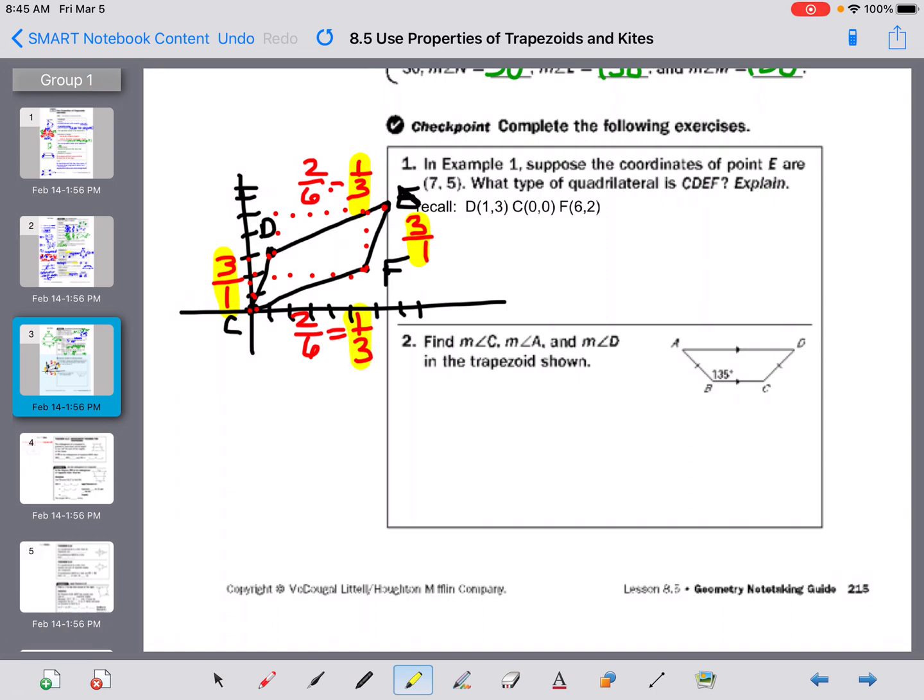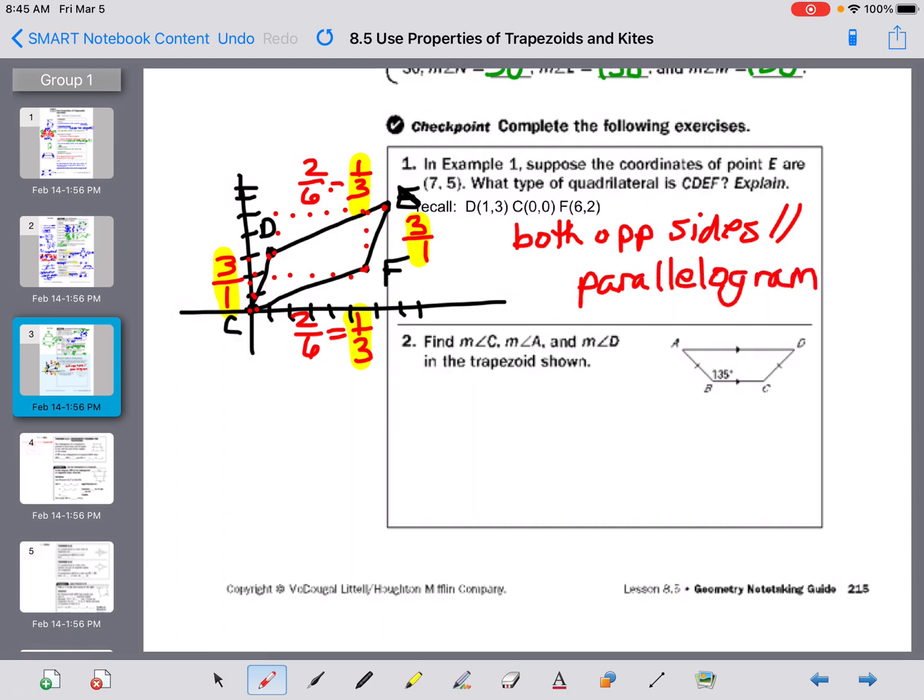All right, if I have 2 pairs of opposite sides parallel, I cannot have a trapezoid. So because both opposite sides are parallel, I have a parallelogram. And all my rules from today with the trapezoid would not hold true because I have 2 pairs of opposite sides parallel and I only want 1.